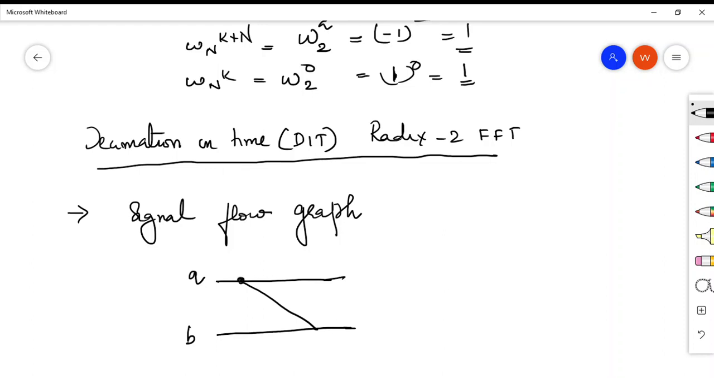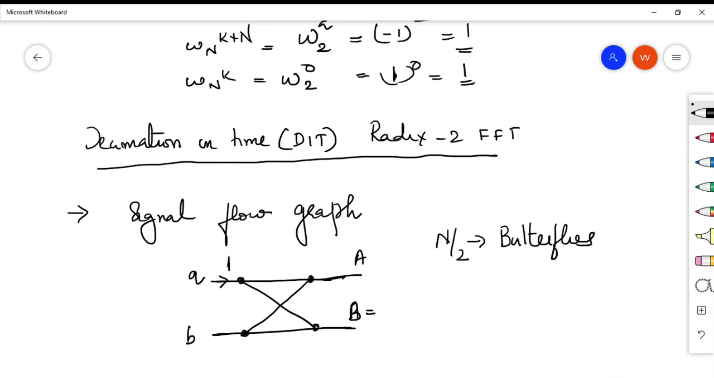So you have 2 points. Now the signal flow of this can be represented like this. Now this is another complex number. So you have 2 samples here. Now in decimation in time, if it is a 2-point sequence, you will always have N/2 butterflies. So here it is a 2-point sequence, so N/2 is equal to 2/2, so the value is equal to 1. So you have 1 butterfly.